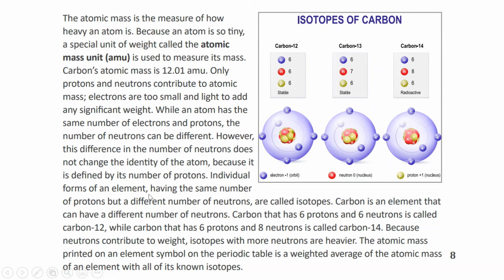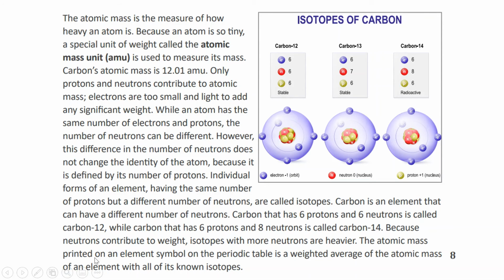Individual forms of an element having the same number of protons but a different number of neutrons are called isotopes. Carbon is an element that can have a different number of neutrons. Carbon that has 6 protons and 6 neutrons is called carbon-12, while carbon that has 6 protons and 8 neutrons is called carbon-14. Because neutrons contribute to weight, isotopes with more neutrons are heavier.